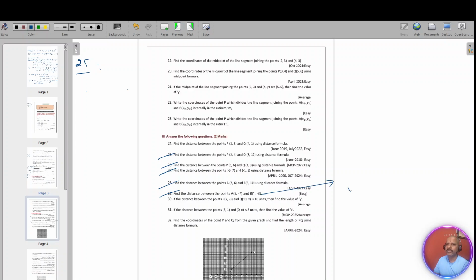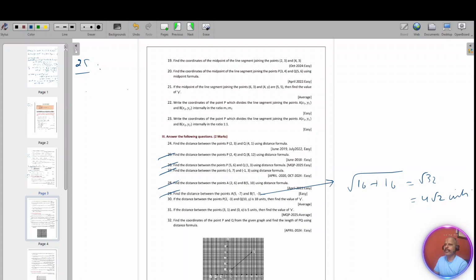Check out here. Square root of 1 minus 5 is minus 4, 4 square is 16. Minus 3 minus of minus 10 is minus 3 plus 7, which is 4, 4 square is 16. So this becomes 32, which is 16 times 2, so 4 root 2 units. This is 29. So you have to revise in this way. Then we will see the next question.